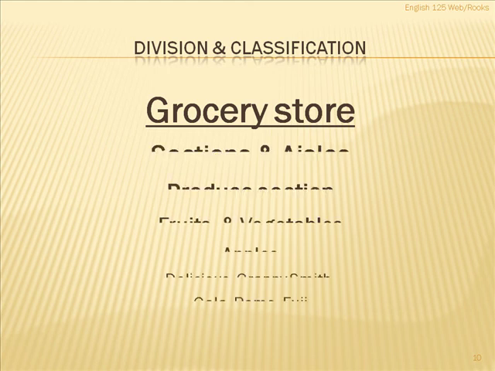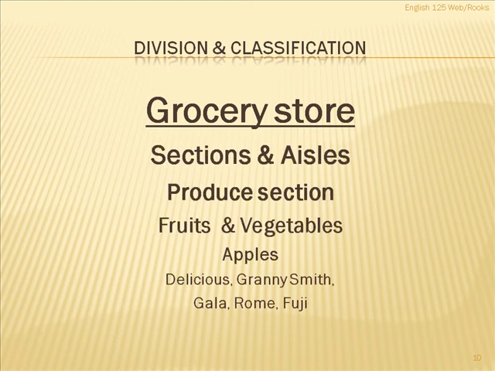Let's look at something a little bit more mundane, something that's everyday. Let's look at the grocery store. Stores are usually divided into sections and aisles. Let's take a look at the produce section. It's further divided into fruits and vegetables. We go into the fruit section, and it's further divided by different fruits. We pick apples. When we go over to where the apples are, they're further divided into type of apple: Delicious, Granny Smith, Gala, Rome, Fuji, and so on. And they each have their separate bin. This is division.